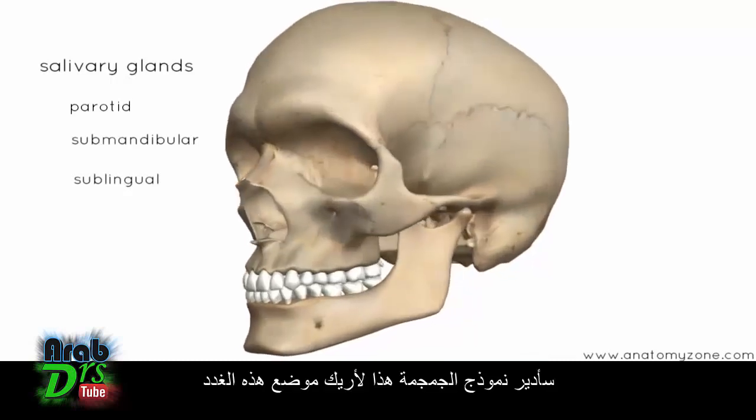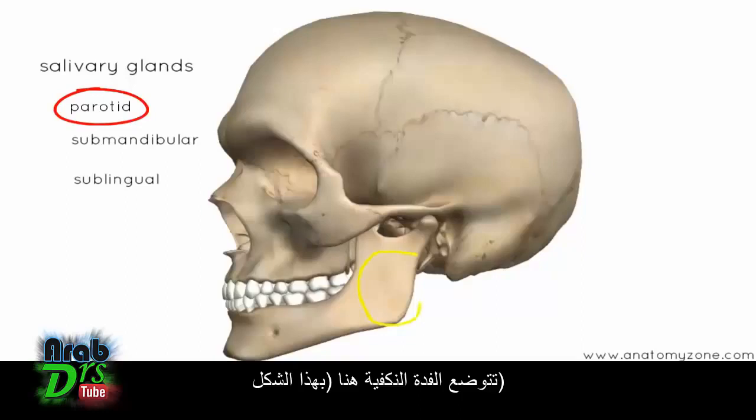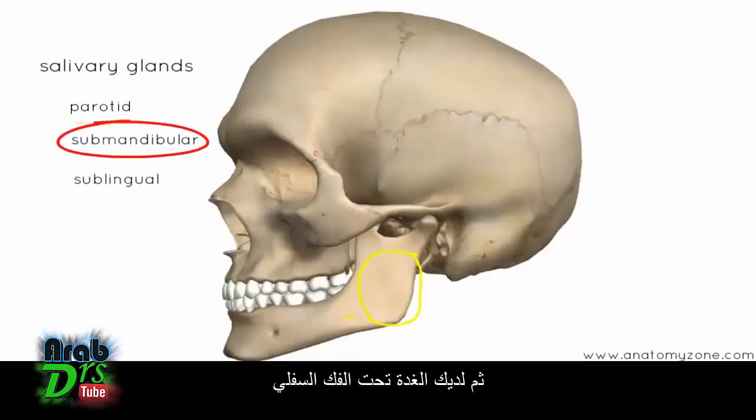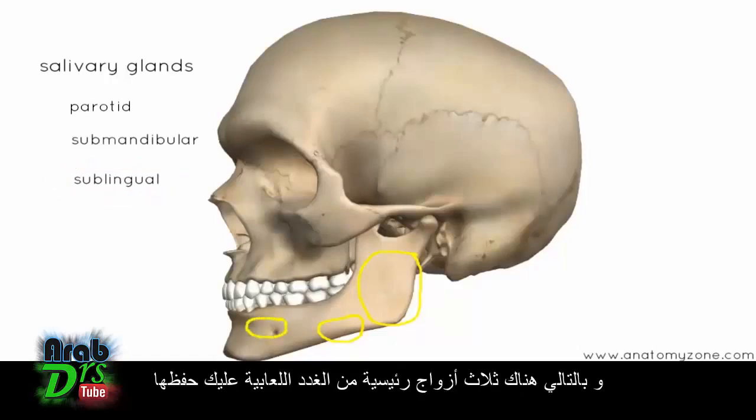If I just rotate this skull model around, I'll show you the location of these glands. The parotid gland sits kind of like this over here, and then you've got the submandibular gland, which lies underneath the mandible in this kind of location, and the sublingual gland, which lies under the tongue in approximately this location. So you've got three main pairs of salivary glands to remember.